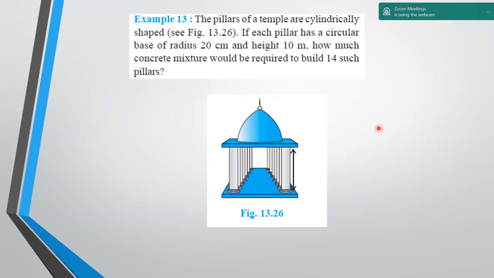So pi, what have you assumed pi as? 22 by 7. Perfect. Ma'am, the answer is 1760 meters square. Please give it in digits.